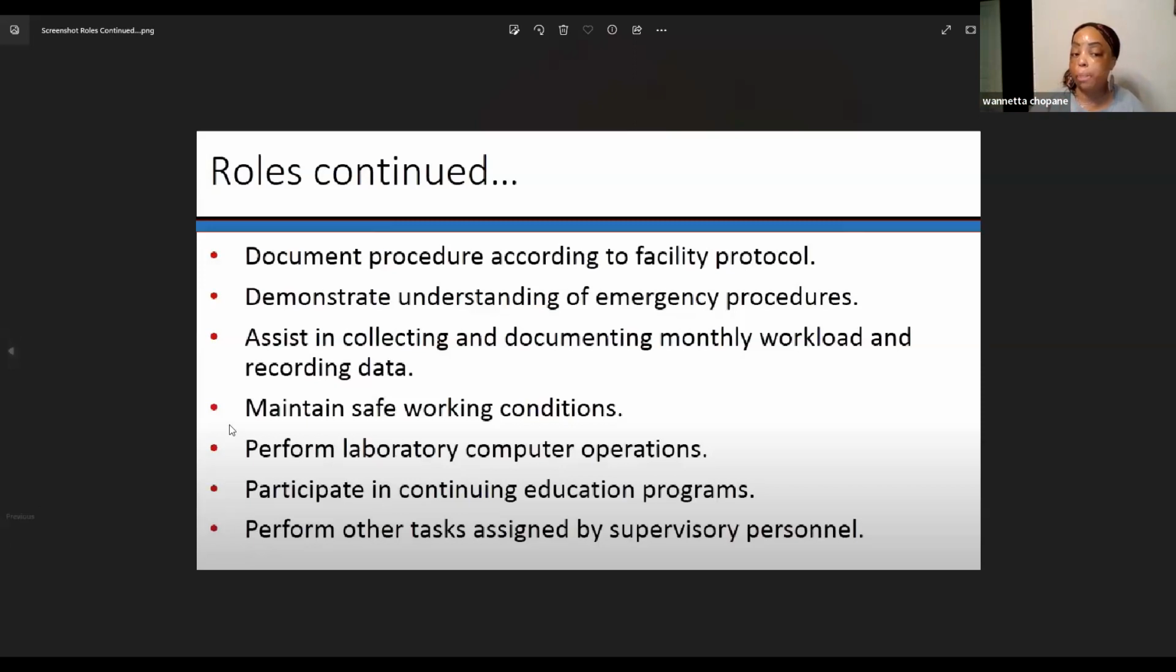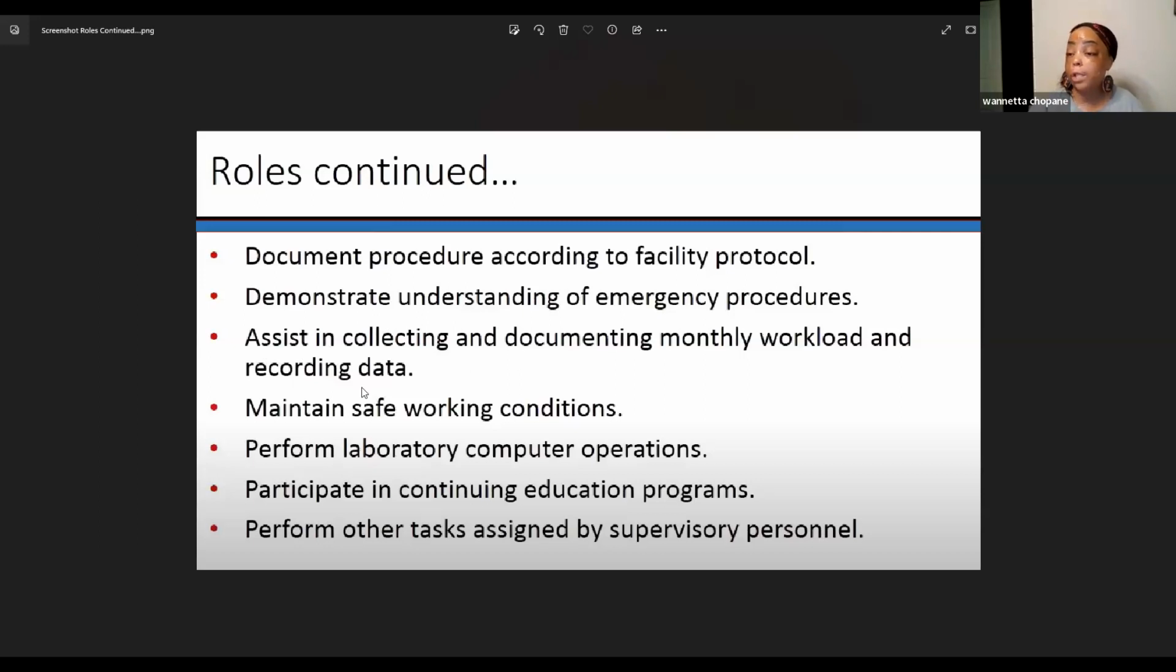So documentation is important. You will also demonstrate understanding of emergency procedures, okay? Which is why we're gonna do CPR and different complications, like what if your patient, you're drawing blood, your patient passes out? What if your patient starts to vomit while you're drawing their blood? What if your patient starts to have a seizure while you're drawing their blood? We'll talk about things like that so you can be prepared, okay? You will also assist in collecting and documenting monthly workload and recording data that your facility will train you on.